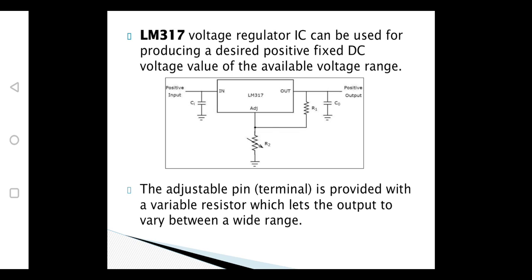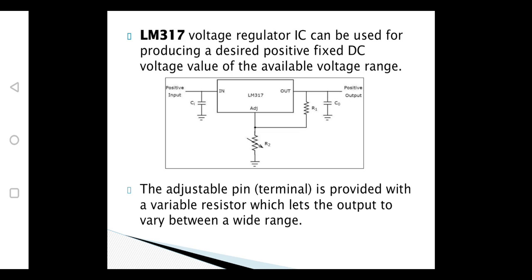In the previous fixed voltage regulator, we have seen that it is a 3-pin IC. Similarly, LM317 is also a 3-pin IC, but in the previous case the first pin is input, second is ground, third is output. In this case, we have input, output, and an adjustable pin or adjustable terminal, because the output should not be a fixed value. Instead, it should vary within a range.